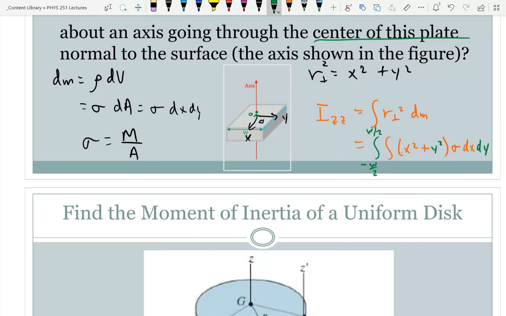Right. What about the limits for y or x? Negative L over 2 to L over 2. Yes. Suddenly I thought that maybe I had my x and y backward in my head, and I was like, it's not going to matter in the end result, but you want to do it right.